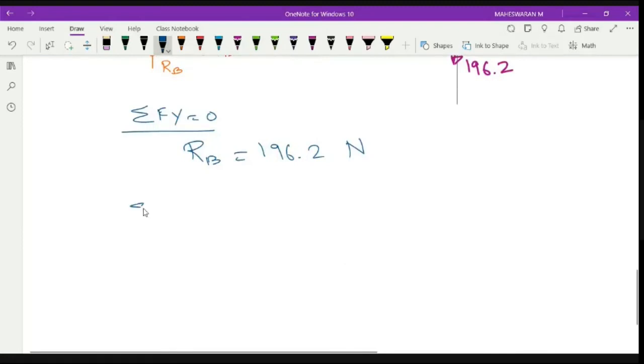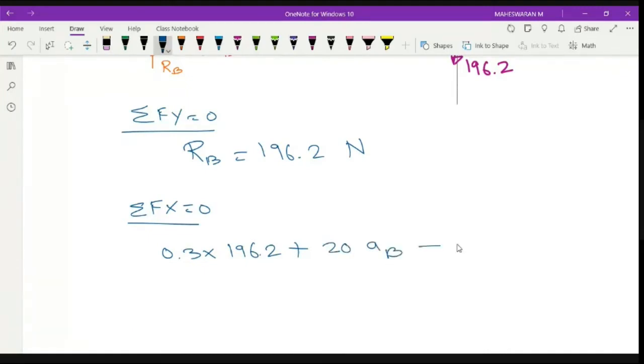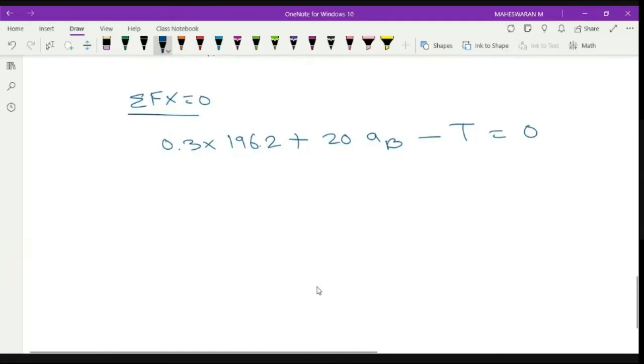Now I can equate sigma Fx is equal to 0. When I equate that, I'll get 0.3 into 196.2 plus 20 aB minus T is equal to 0, right? Which means I can write the equation like this: T minus 20 aB is equal to, what is this term? 58.86, sir. 58.86, right? Let me consider this as equation 2.